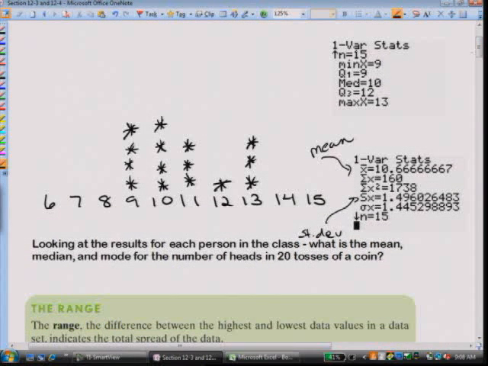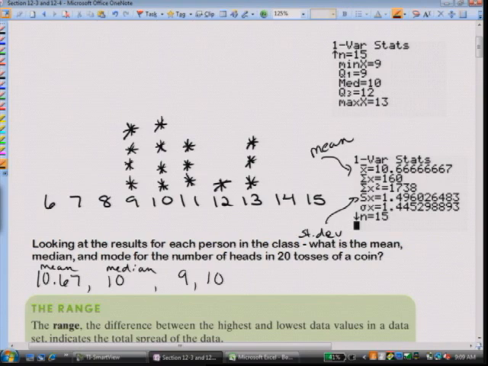All right, so the mean was 10.67. The median is the middle number, which is 10. This is the mean, the median. The mode is the number that occurred most often, and we have 2 modes here, 9 and 10.